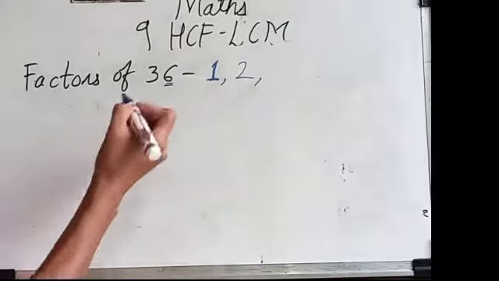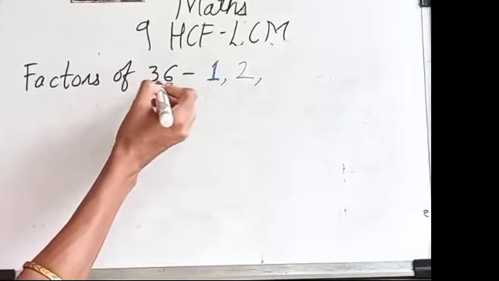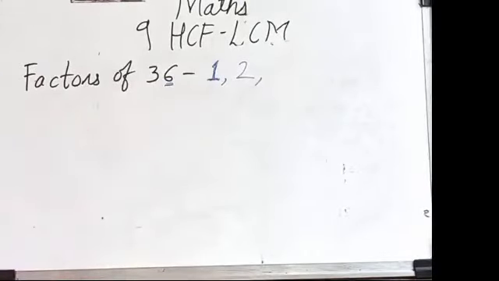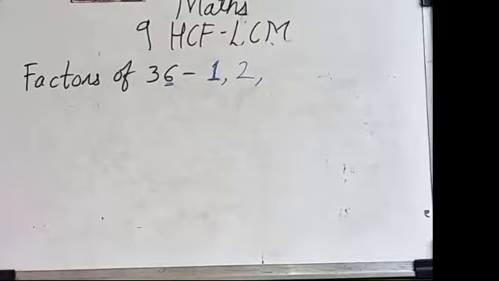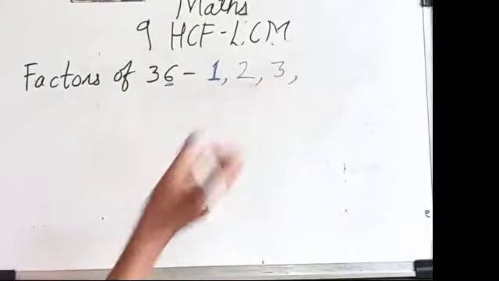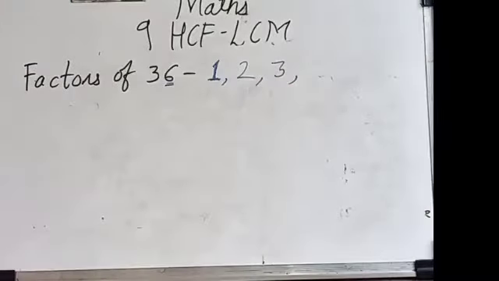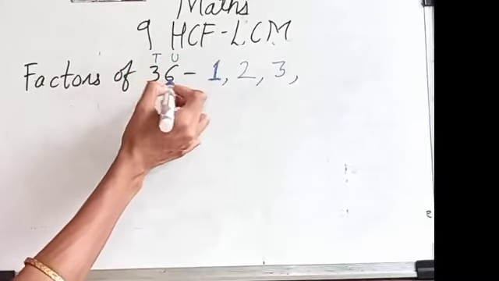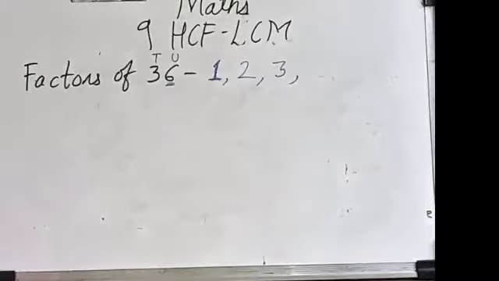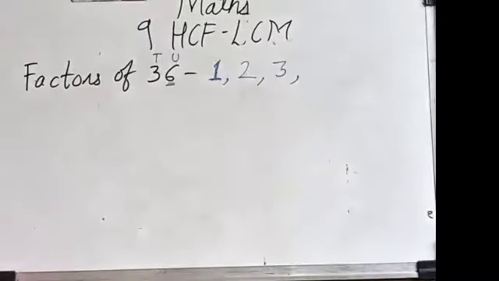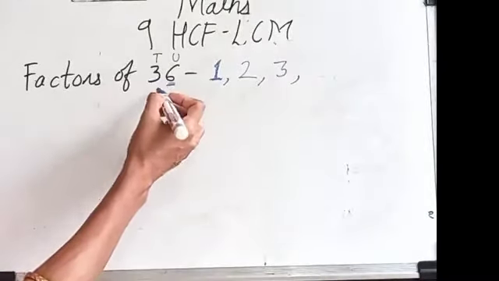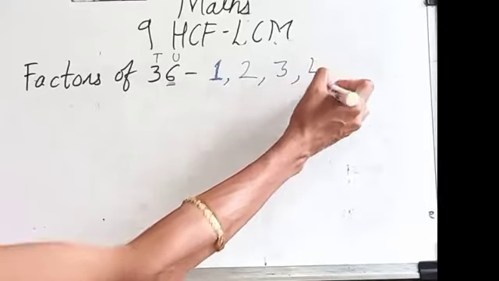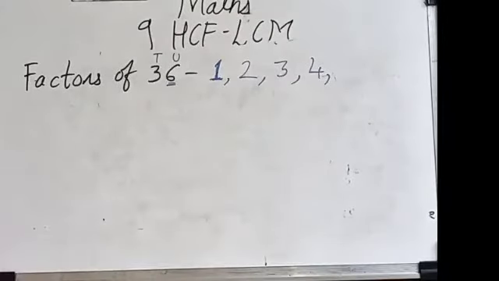Then the test of 3. Add the digits, or do the sum of the digits: 6 plus 3, 9. So 9 comes in the table of 3, that means it is divisible by 3. The test of 4: you have to see the last 2 digits, units and tens. If that 2-digit number is divisible by 4, then the number is also divisible by 4. Here this is only a 2-digit number. So 4 9s are 36. In the table of 4, 36 comes. So 4 will also be a factor of 36.